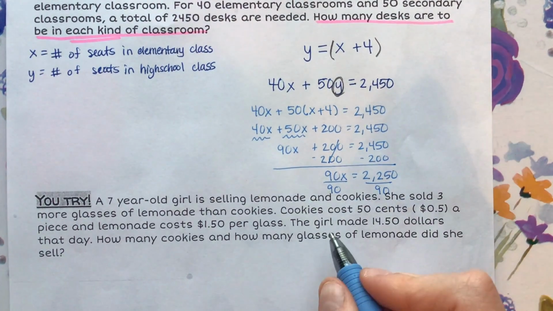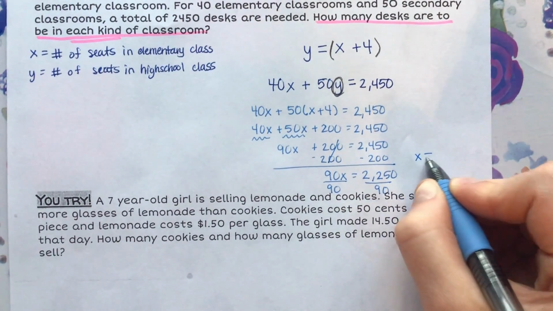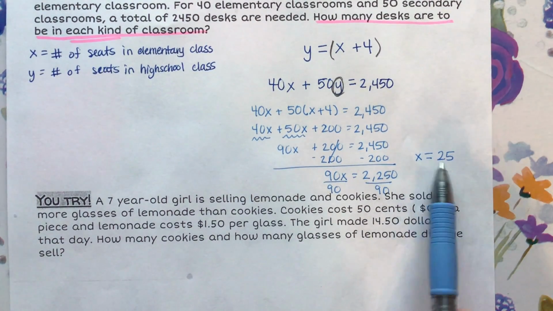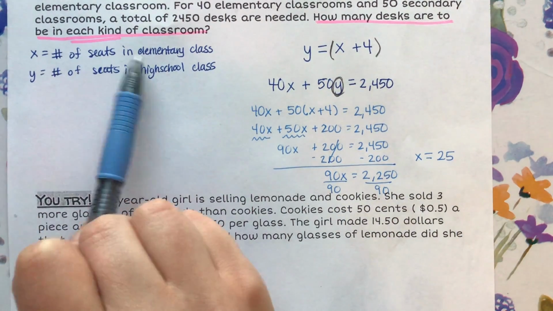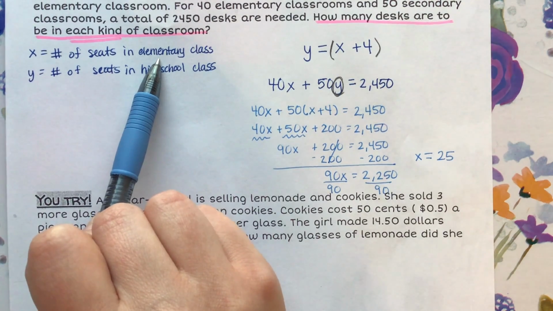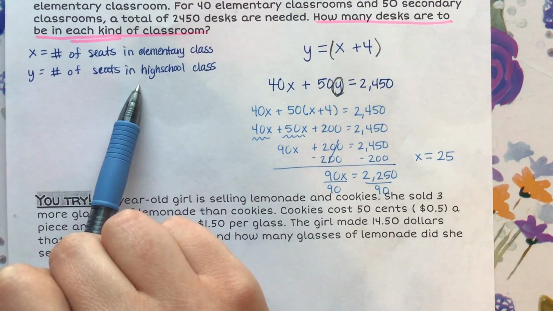You're going to need to put that into your calculator. And I get x is equal to 25. So what is this x equals 25? That means there should be 25 seats in each elementary classroom. But I also need to figure out how many seats should be in a high school classroom.